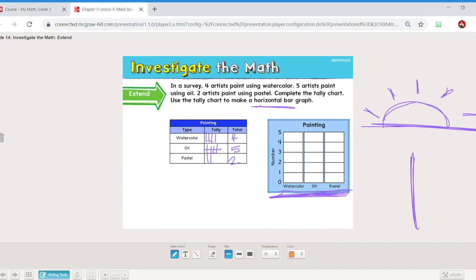Now that we have our information, we can go in and fill in the bar chart. Each box represents one vote. There were 4 votes for watercolor, so I'm going to fill in 4 boxes. There were 5 votes for oil, so we're going to fill in 5 for oil. And there were 2 for pastel, so 2. You notice that the numbers are on the side, so you can easily measure. You could go, oh, it goes up here. I'll follow that line and get to my number.